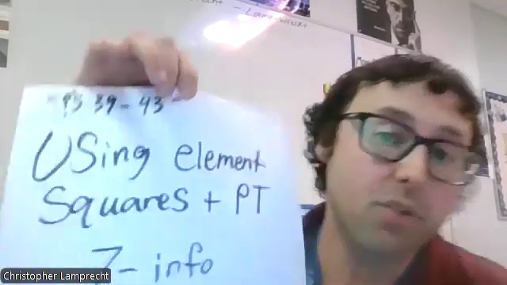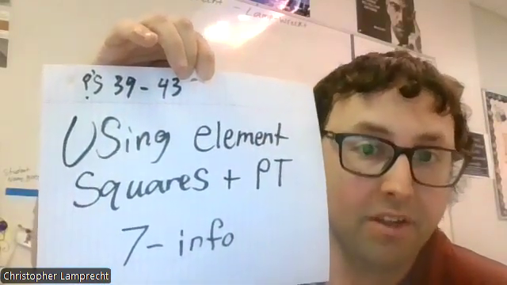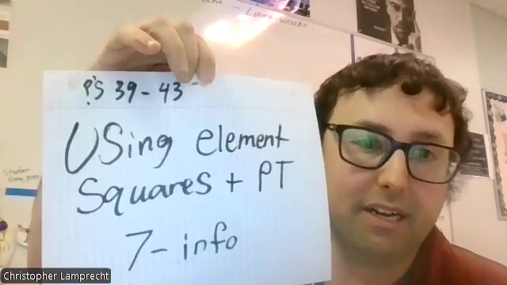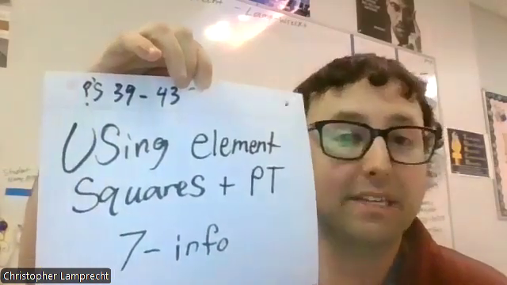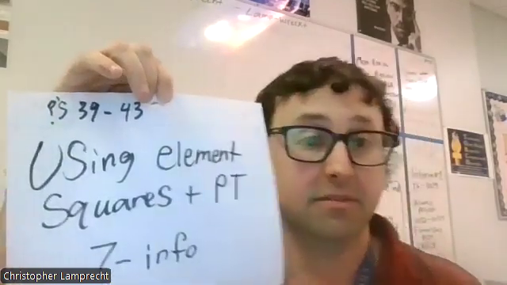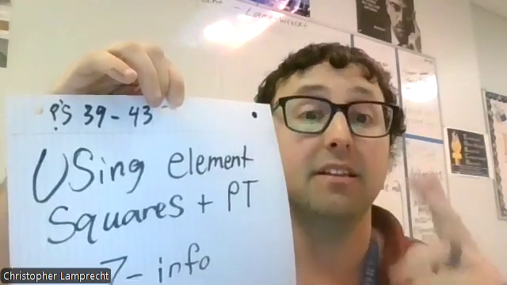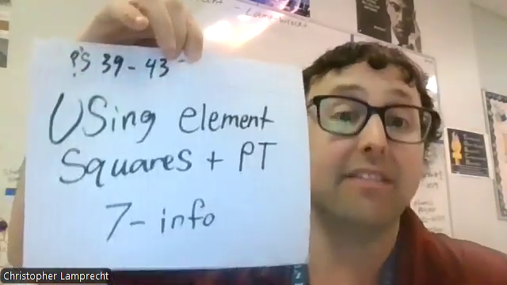Let's see. Flipping the page. 39 through 43. You're going to need to use a periodic table of elements, and you need to understand how to use an element square. So element square in the periodic table. There are 4 basic pieces of information that are given to you on an element square. That is the atomic number, then the atomic mass, the element's name, and the chemical symbol.